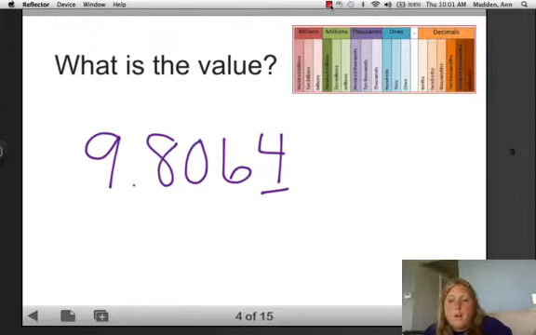It's 4 place values over. If I count 4 place values over, I would end in the ten-thousandths spot. 9 and 8,064 ten-thousandths. What's the place value of the digit that's underlined? It's the 4, and it's in the ten-thousandths spot, so it'd be 4 ten-thousandths.